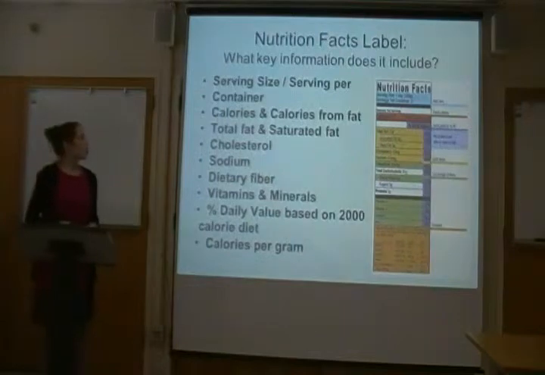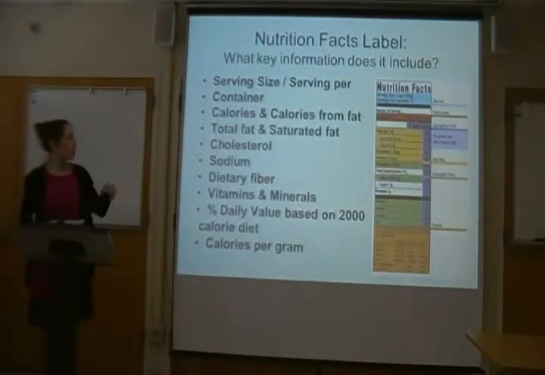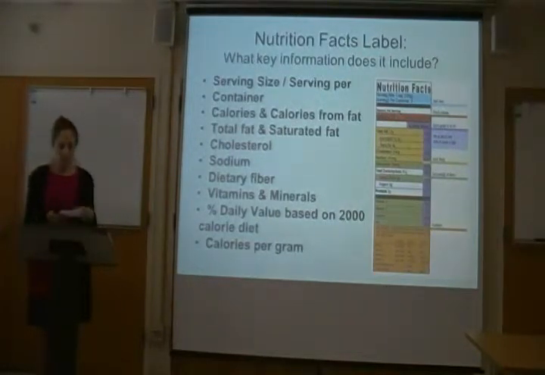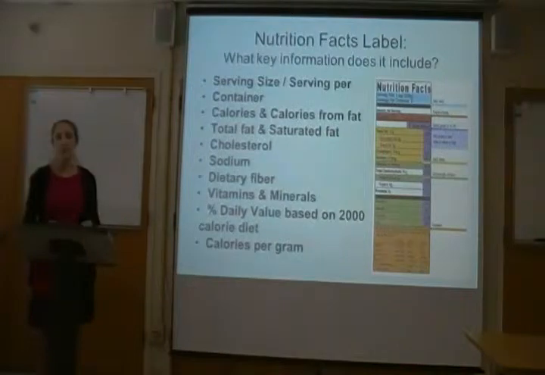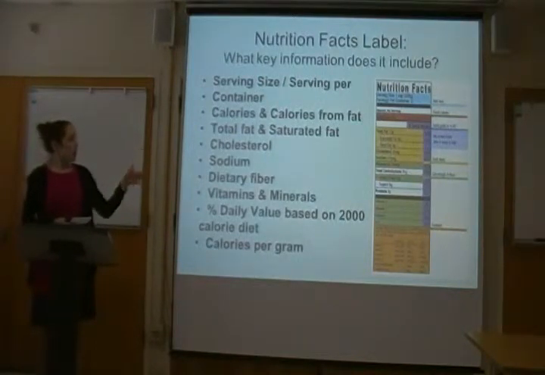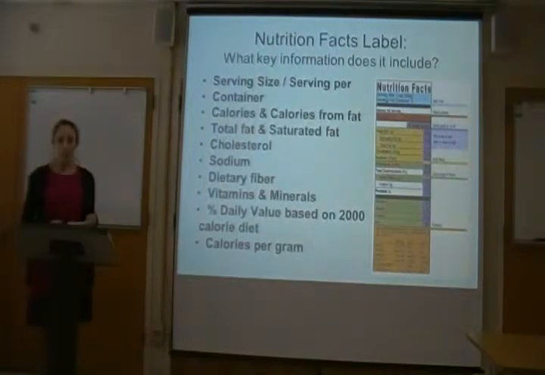So what does a nutrition facts label include? Well, as you can see from this picture here, there are basically numerous sections that it can be broken down to. The first section is at the very top, the blue right there, and that's going to be your serving size and your servings per container. Below that, you have your calorie information and your calories from fat. Below this is a section of nutrients to limit, such as your fat, your saturated fat, cholesterol, and sodium.